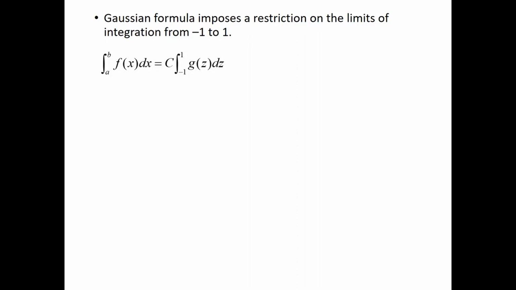जो हमें फंक्शन दिया गया है वो इंटीग्रेट करना है a to b fx dx. इस फॉर्म में इंटीग्रेशन दिया गया है. इसे हम लिख सकते हैं c -1 to 1 gz dz, क्योंकि हमें इस फॉर्म में चाहिए फंक्शन. सो इसके लिए x को एज्यूम करते हैं az plus b, at x is equal to a, z is equal to -1 because we put here x is equal to a.